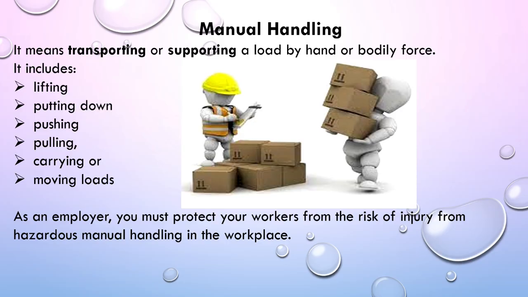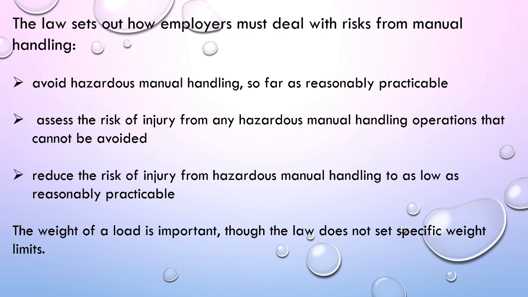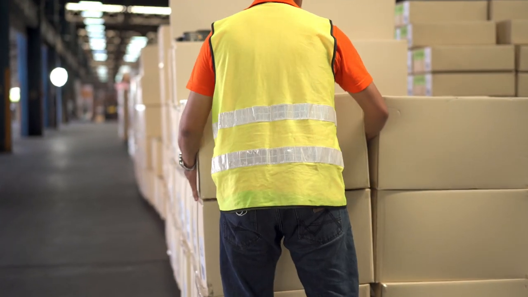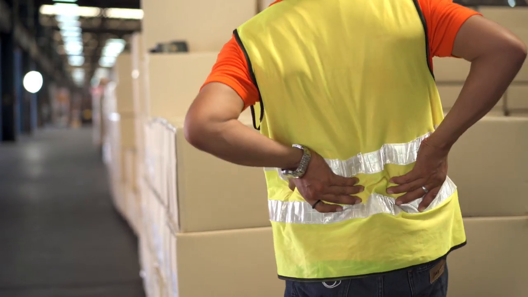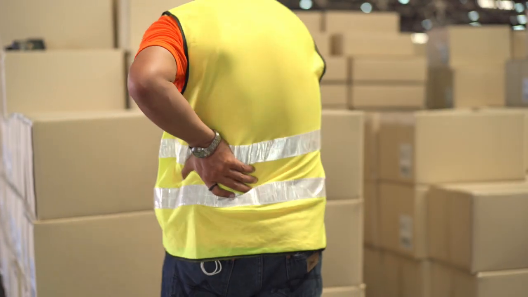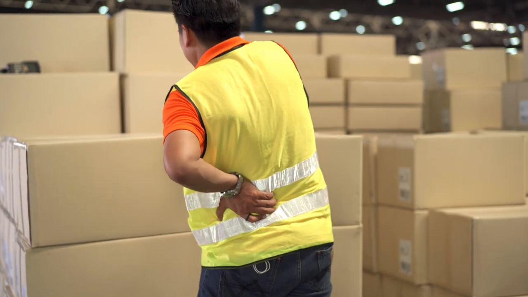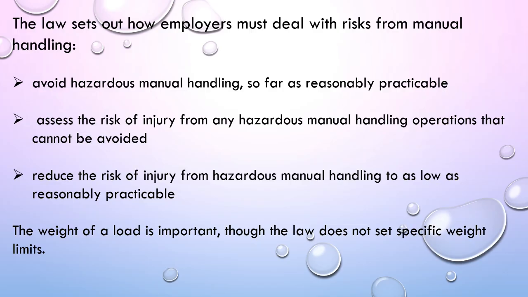Now, as an employer, you must protect your workers from the risk of injury from hazardous manual handling in the workplace. The law sets out how employers must deal with risks from manual handling: avoid hazardous manual handling so far as reasonably practicable, and assess the risk of injury from any hazardous manual handling operations that cannot be avoided. You've got to make sure that you reduce the risk of injury from hazardous manual handling to as low as reasonably practicable. Now, the weight of the load is important, though the law does not set a specific weight limit.